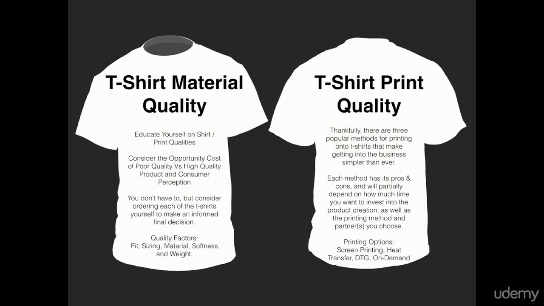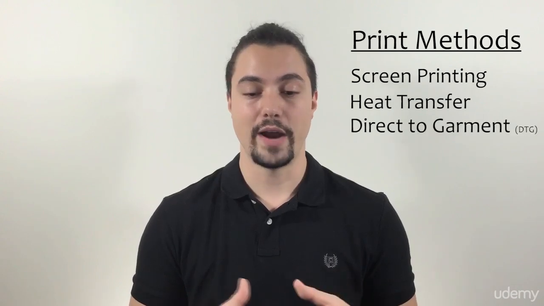So the next thing we're going to talk about real quickly is the actual print quality itself. Thankfully there are popular methods out there for printing onto t-shirts, and that's what we're going to go over in the following videos. Those include screen printing, heat transfer, direct to garment, and on-demand printing.